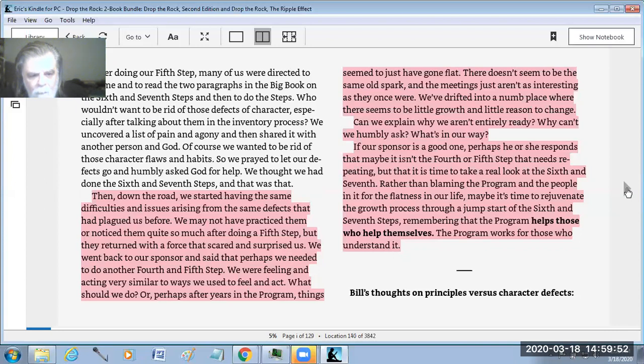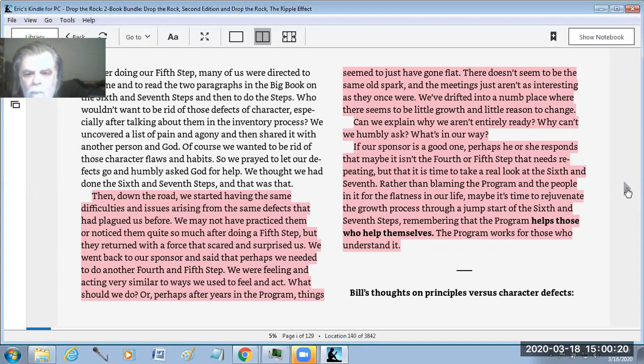What should we do? Or perhaps after years in the program, things seem to have just gone flat. There doesn't seem to be the same old spark, and the meetings just aren't as interesting as they once were. We've drifted into a numb place where there seems to be little growth and little reason to change. Can we explain why we aren't entirely ready? Why can't we humbly ask, what's in our way?